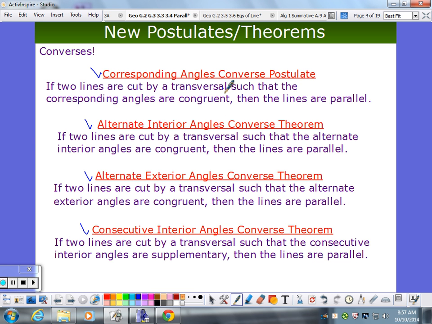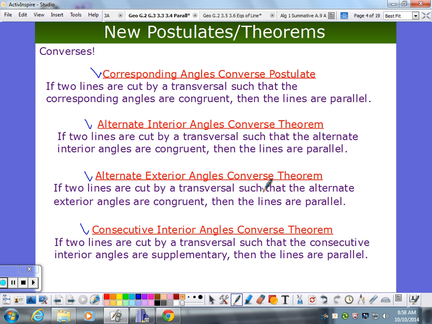Basically, this postulate says, if you have two lines that are cut by a transversal, and if those corresponding angles are congruent, then it must be that the lines are parallel. So remember, our original one said if the lines are parallel, the corresponding angles are congruent. This one says if your corresponding angles are congruent, then the lines are parallel. So we're opposite now, we're converse.